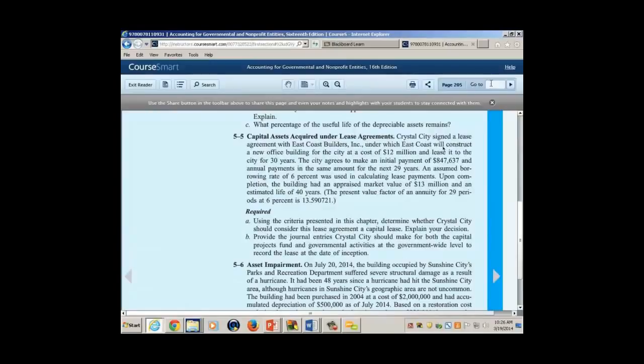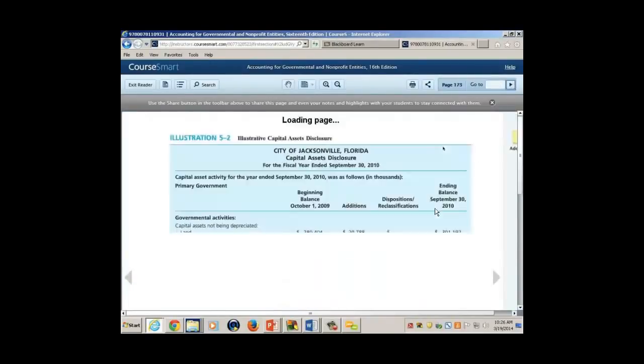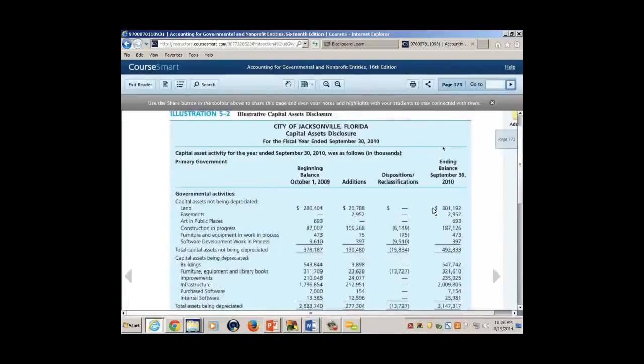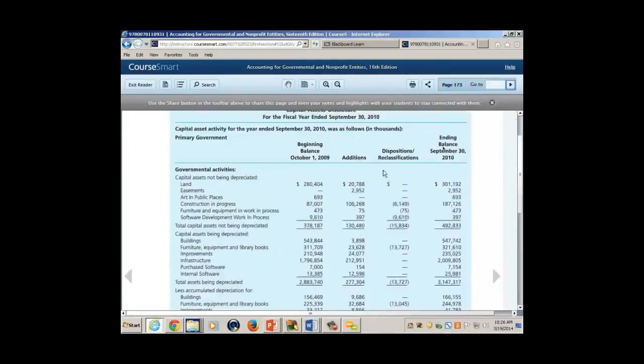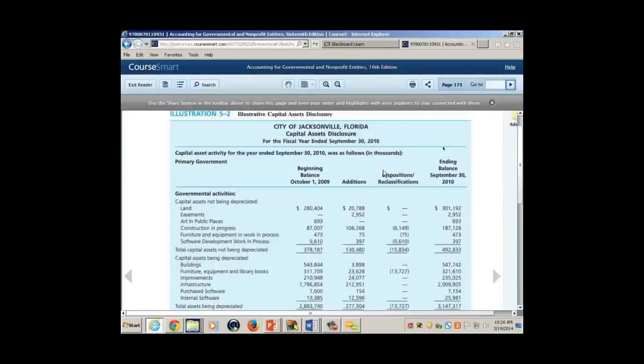Okay. What I want you to do is, this is from the Comprehensive Annual Financial Report, the capital asset disclosure. Notice how it's set up. Beginning balance, addition, retirements or disposition, and the ending balance. See how it's laid out?